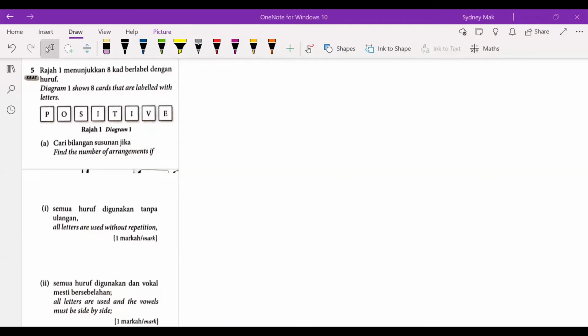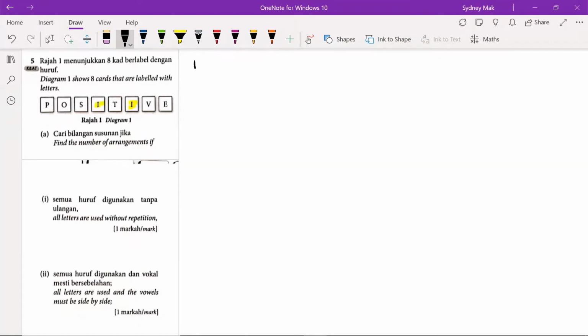Hi everyone, this is practice summative of chapter 4, paper 1, question number 5. Diagram 1 shows 8 cards labeled with letters, and we have to find the number of arrangements if all letters are used without repetition. We have P, S, T, V. The vowels, we have O and E, and 2 identical vowels, that is I. So all in all, we have 8 letters here.